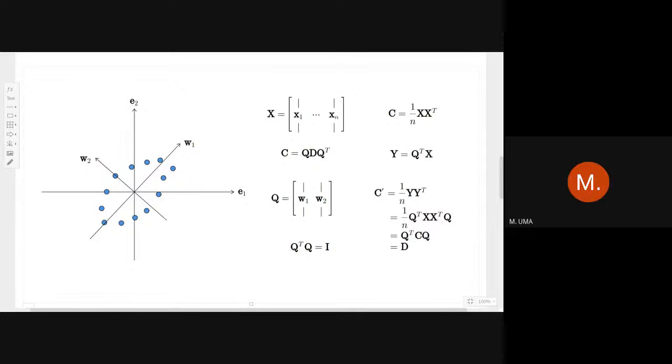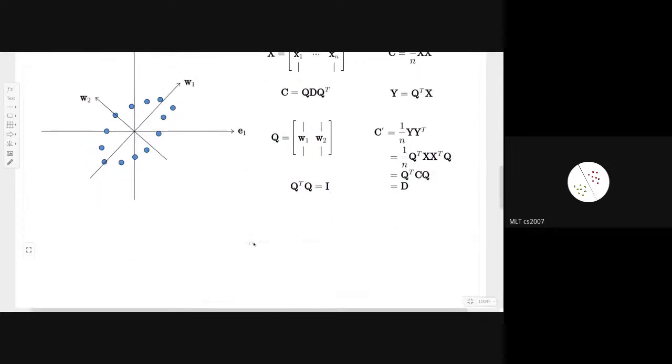Q transpose X, I'm not getting. Here W1 becomes the new X axis and W2 becomes the new Y axis. Right? So it will rotate; here it's anti-clockwise, but it may not be in general. In this case, it's anti-clockwise. So Y is what? Y is Q transpose X.